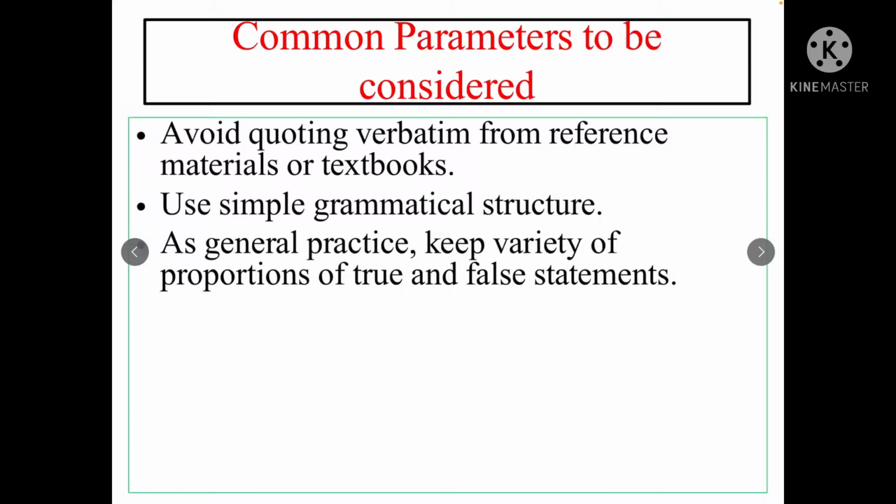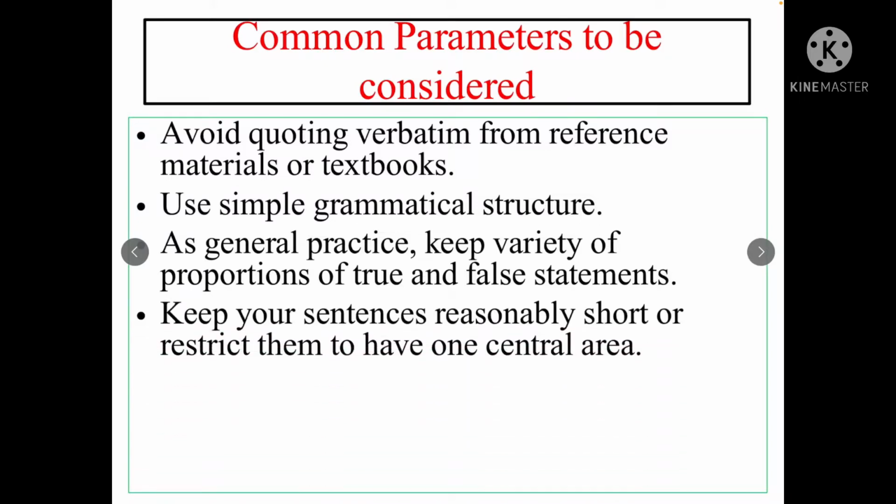Next time also we administer 20 questions to our child in which 11 are true and 9 are false. So the third time when you administer 20 questions to the child, the thing in the child's mind will be that definitely in this test 11 questions will be true and 9 questions will be false. So we should keep a variety of proportions of true and false statements in different tests so that the student cannot guess. Keep your sentences reasonably short or restrict them to one central area.